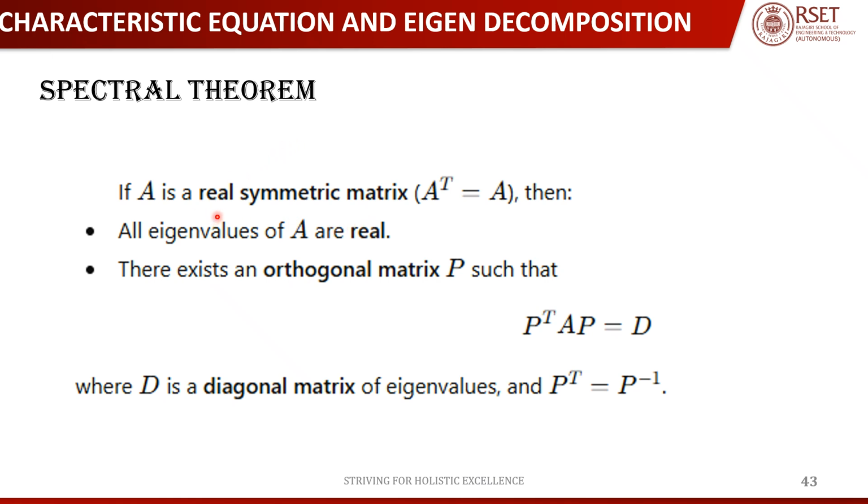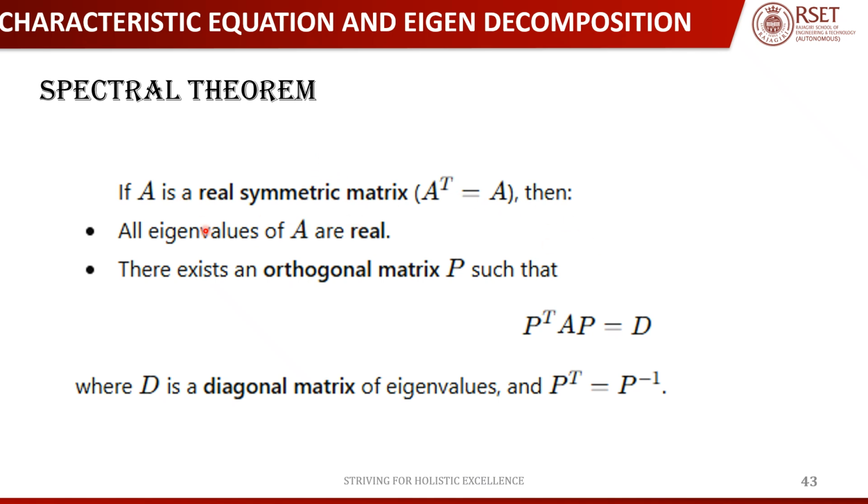So if you are given a particular matrix, first you will have to check whether it's a real matrix. Real matrix means the entries of that particular matrix should be from real numbers, and it should be symmetric, which means A transpose should be equal to A. If these two conditions are satisfied, then the spectral theorem can be applied to that particular matrix.